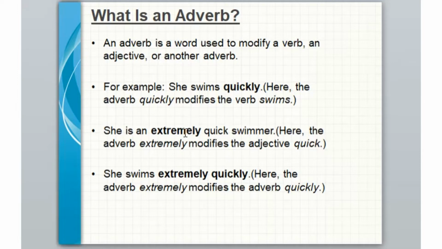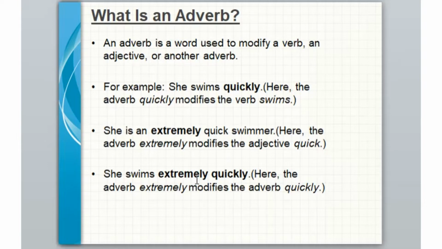Now see another example. She swims extremely quickly. Students, swim is the verb here and there is one adverb used which is quickly. So this quickly is defined by this adverb extremely. Okay, like that, this adverb is defining another adverb. Clear, students? So basically adverbs do all these jobs. Okay, these words are widely used. So I hope the quick review and the topic is very clear and fun for you now, right students?